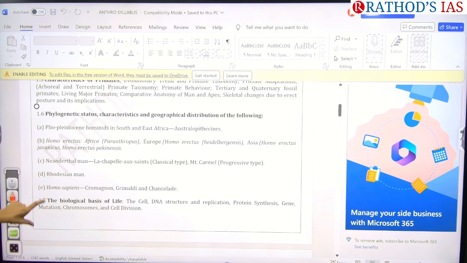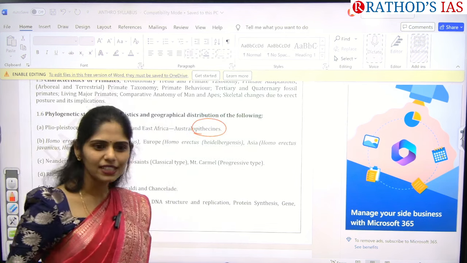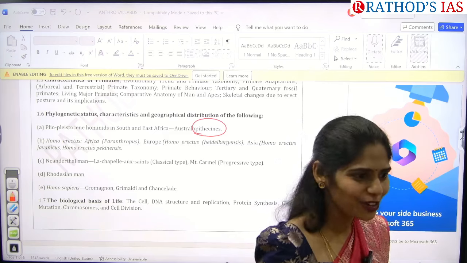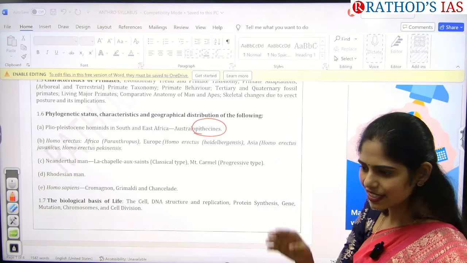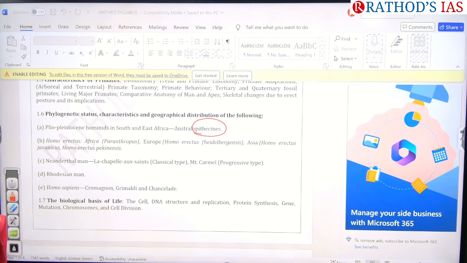Here you will be seeing about the fossil men or fossil species that we found in different areas. For example, some are seen in Africa. I want to give you one mnemonic: Pithecus is nothing but ape. So the ape which is found in Australia is called Australopithecus.